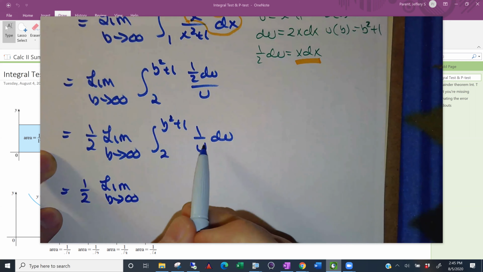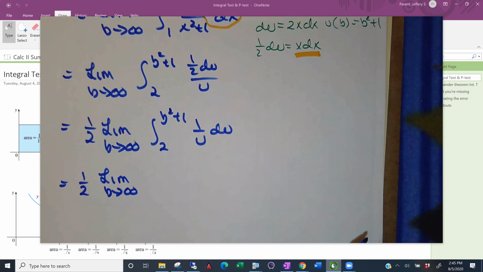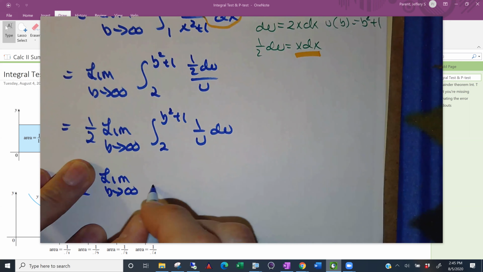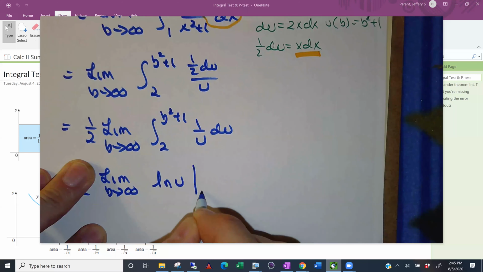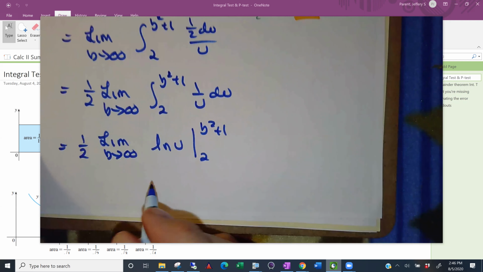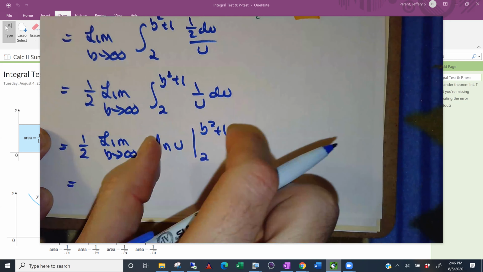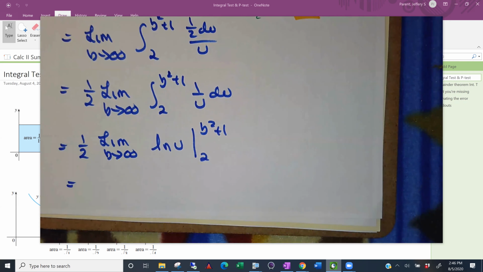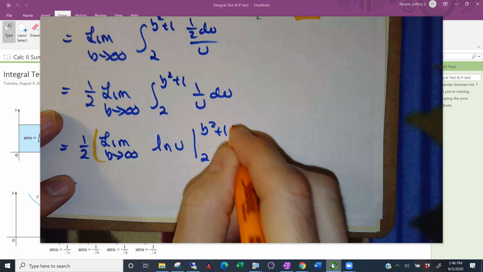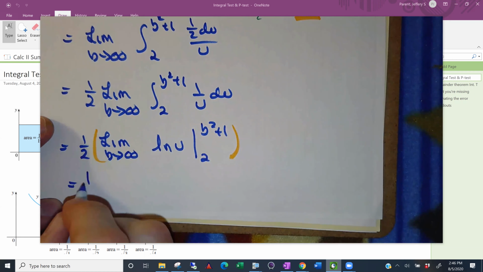What's the antiderivative of 1 over u? ln of u. ln of u, thank you. ln of u between 2 and b squared plus 1. Now the 1/2 is going to multiply this part right here, so let me just leave it out in front.